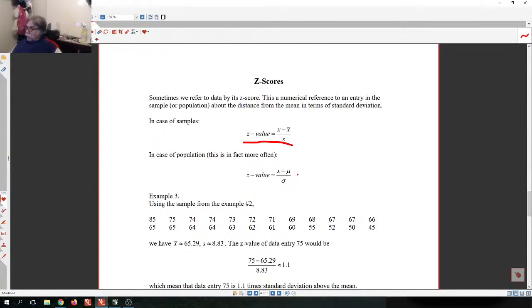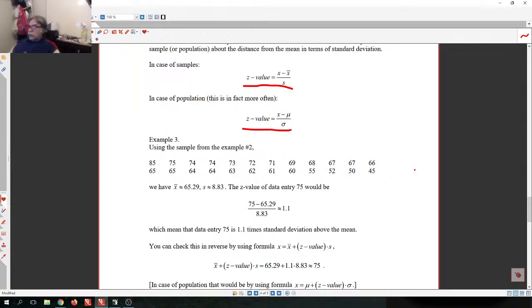So again, in case of a population, it's the same formula, only different labels. We have the x, the piece of data that you're interested in calculating the z-value of. You subtract the mean, you divide by the standard deviation of the population. So this is not going to be the same number. It will depend whether it's a population or a sample. But the formula is the same. Piece of data minus the mean divided by the standard deviation. In case of a sample, sample values. In case of a population, population values. Okay?